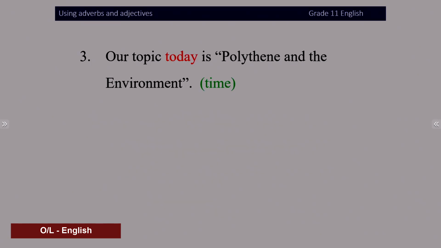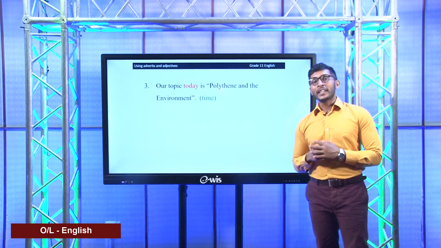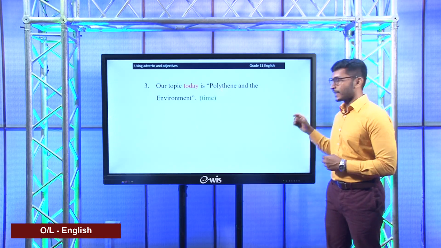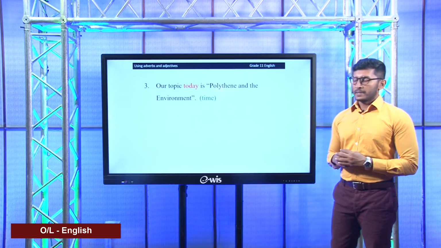Let's have a look at this sentence. Our topic today is polythene and the environment. Here the adverb is today. They talked about polythene and the environment today. Adverbs which tell us when the actions happen are called adverbs of time. Let's look at the other examples.